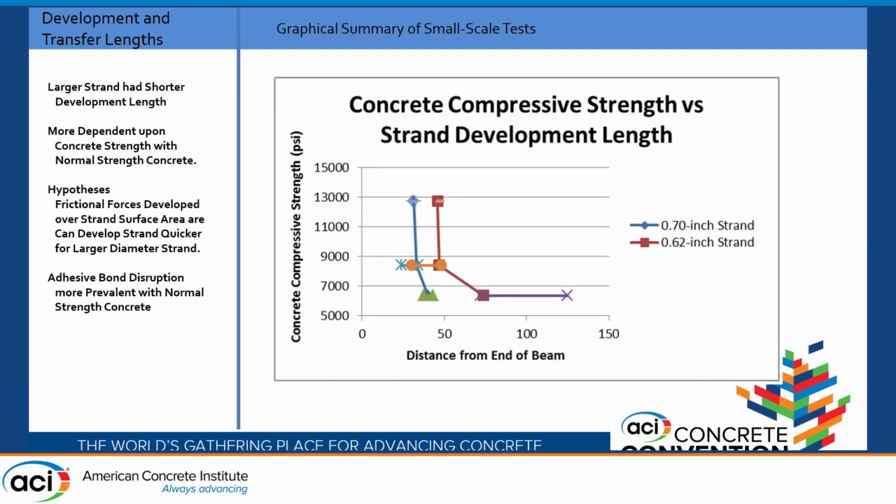So I plotted these things, and there are a couple of things we can see going on. One, that the 0.7 strand, which is a larger strand, has a shorter development length than a 0.62 strand. And the 0.62 strand, if you compare it to what you would see in a 0.5 strand, has a considerably shorter development length than what we are seeing here with 0.6.